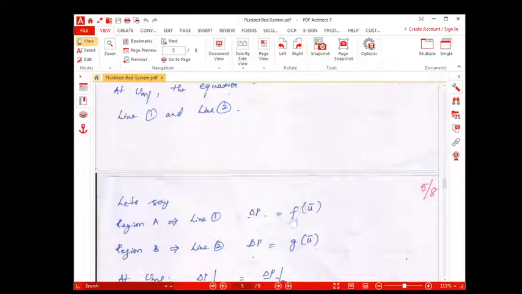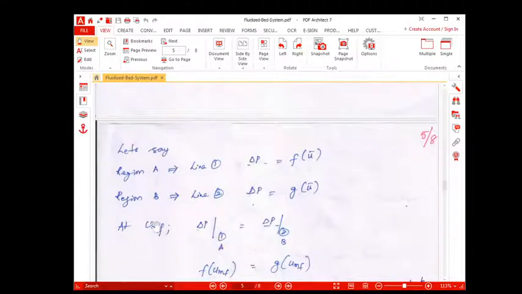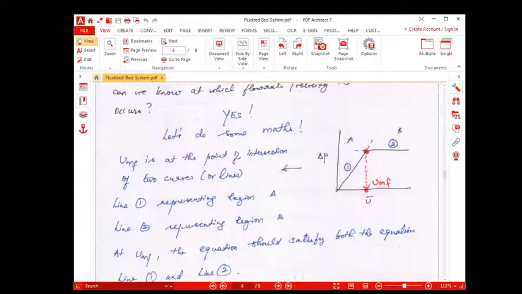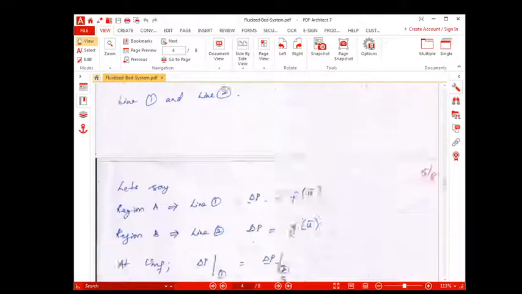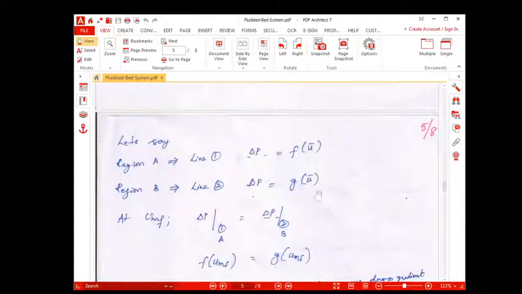Suppose we can write delta P as a function of velocity for line 1, and suppose I can write an expression of pressure drop for line 2. Then at the intersection point both these pressure drops are the same. That means at U equal to UMF, you will get the same value of pressure drop whether you compute by line 1 or by line 2. That's what mathematics says.